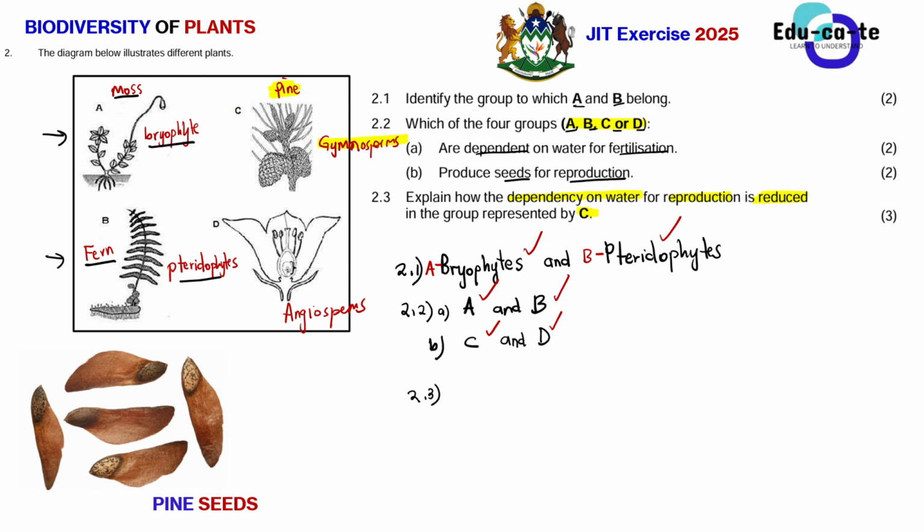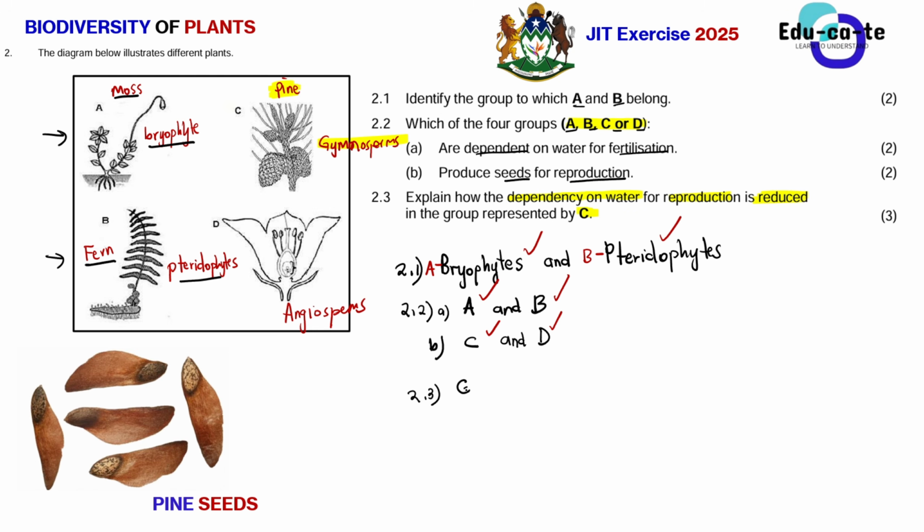So now they say we want to explain how the dependence on water for reproduction has been reduced. We are trying to explain why the gymnosperms do not require water for fertilization. Because I've already said that C and D don't require water for fertilization. The first thing that you can mention here is that the gymnosperms produce seeds. They don't require water for fertilization because they reproduce using seeds. So they produce seeds. That's the first thing.